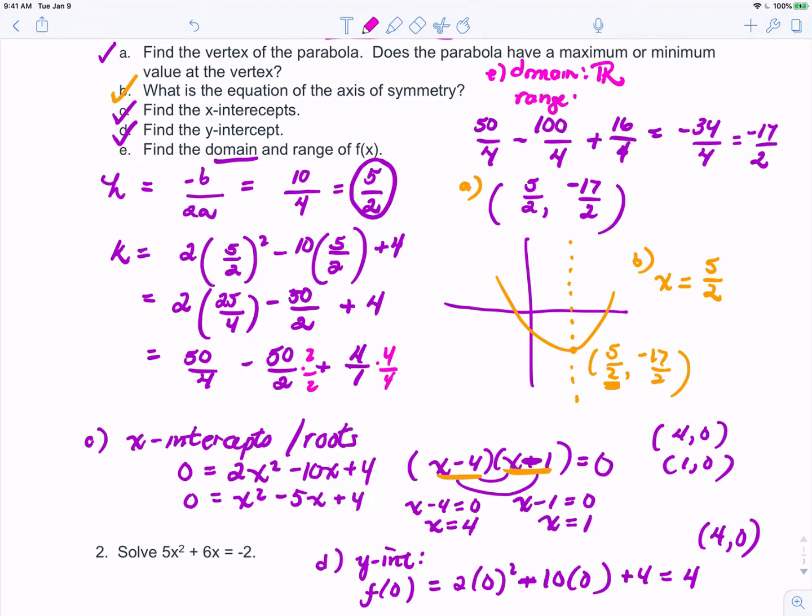Now remember, for the range, what we're looking for is where does the function start along the y-axis going from low to high? Well, remember, the vertex has a y-coordinate there of negative 17 halves. So the range is going to start at negative 17 halves and go to infinity. So that's everything we could do with the equation of a parabola.